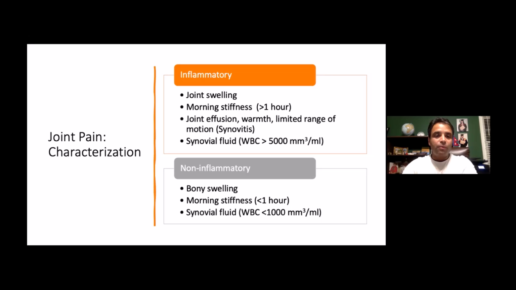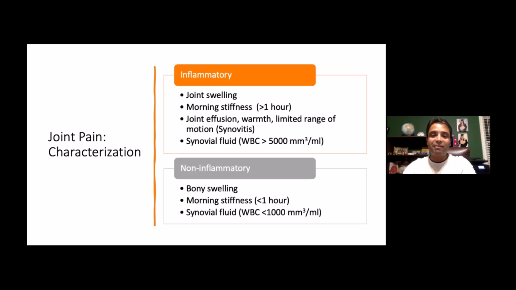Now, to further characterize the joint pain, we usually categorize joint pain into two categories. One is inflammatory and the other is non-inflammatory. Inflammatory type of joint pain usually presents with joint swelling. They have a significant morning stiffness. In general, our teaching is if the morning stiffness lasts for more than 1 hour, we think of inflammatory. And if it is less than 1 hour, it is non-inflammatory type of joint pain.